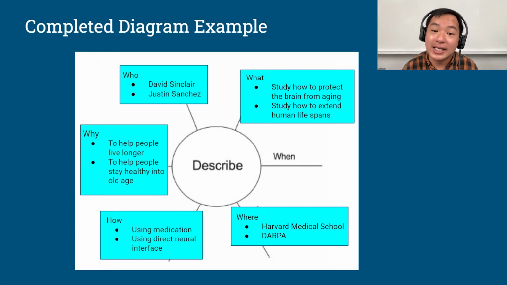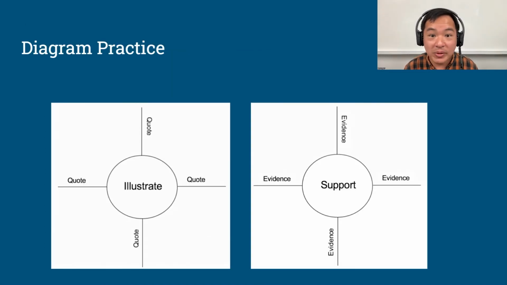One thing I want to highlight is that not all the information in the article is needed to fill out the describe diagram. Some parts of a diagram might not need more detail, or more detail might not be available. For example, the article did not provide when the study was done, so we do not need to address it. The information you identified will help you write a more coherent, unified, and organized essay as you continue the writing process. If the entire article was provided, you would also diagram illustrate and support. However, it is not necessary for this video.